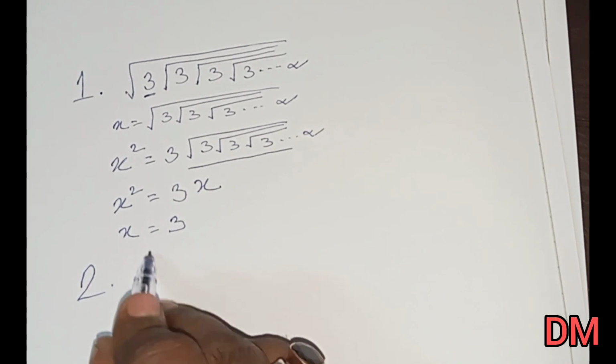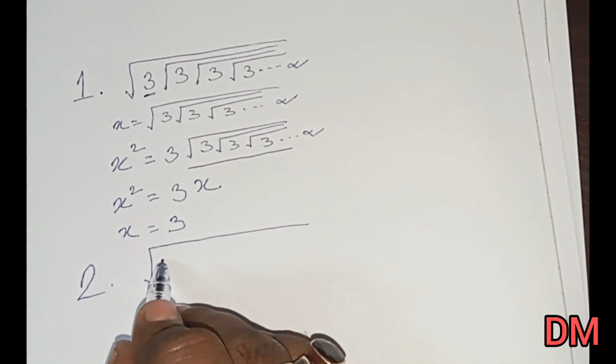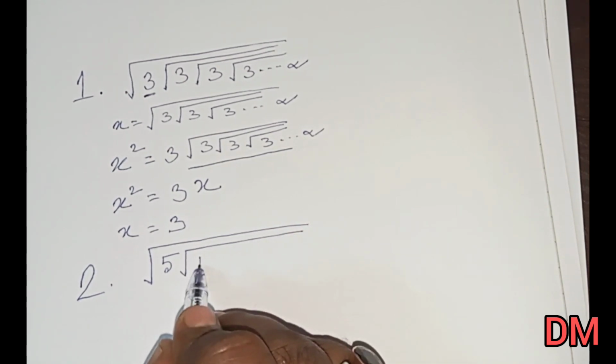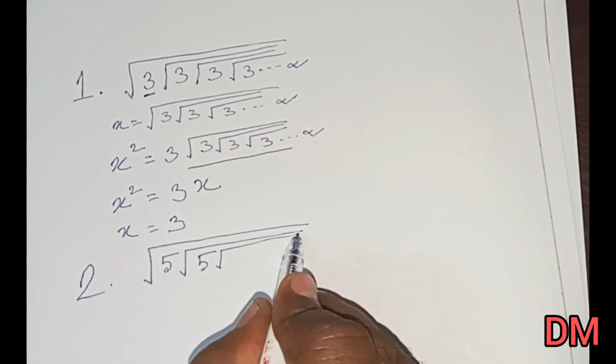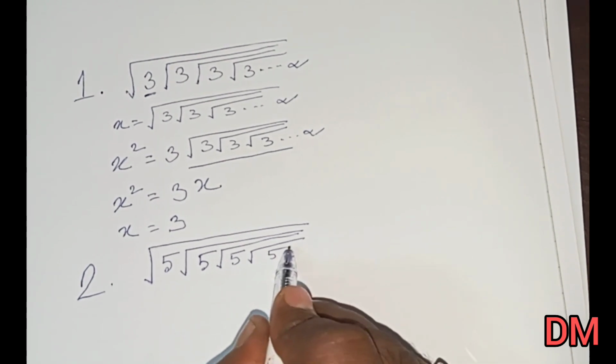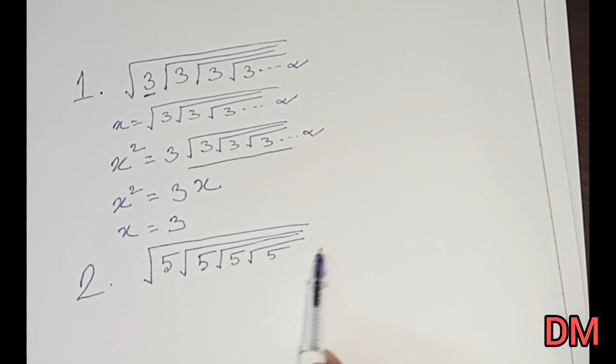Now problem number 2. If it is not up to infinity but up to some extent, root 5 under root 5 root 5. Now look, here it is not up to infinity but up to this. Then how can we calculate such a type of problem? You may solve it like this.